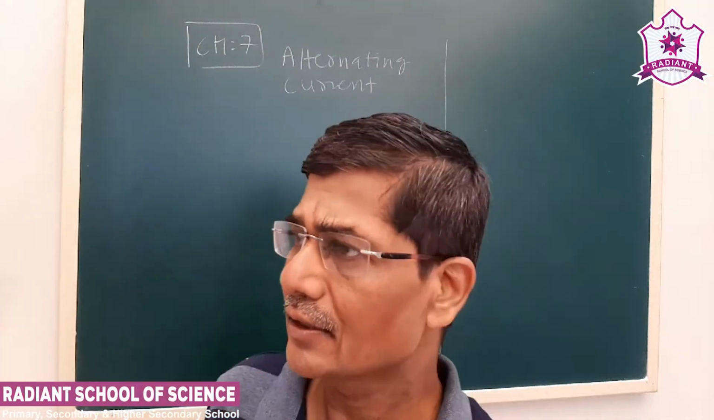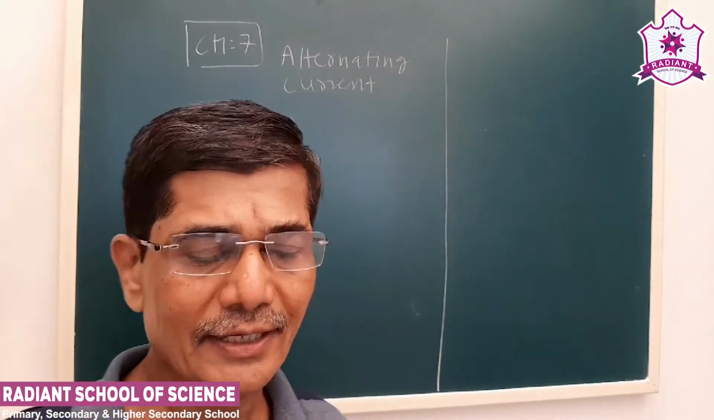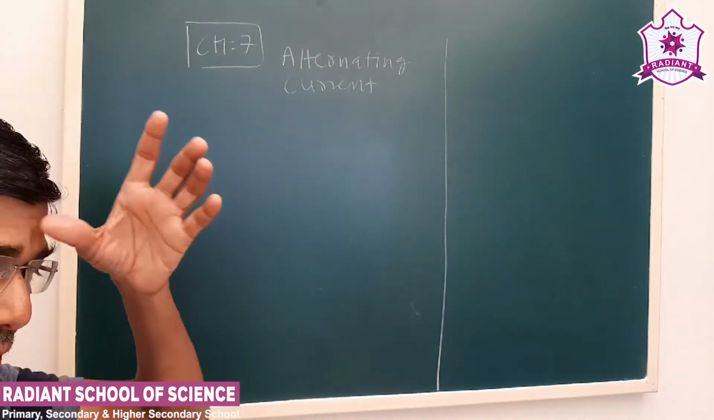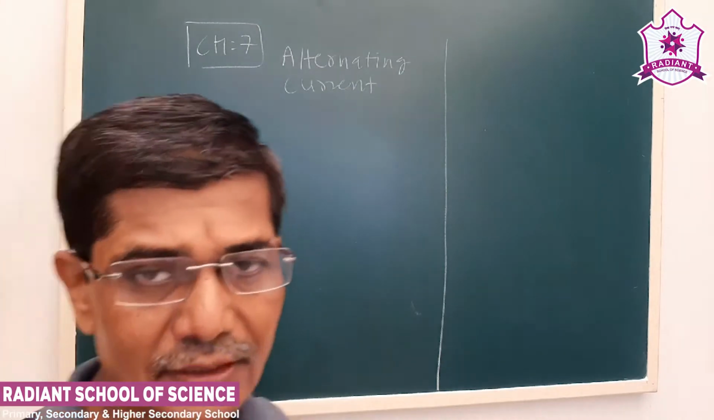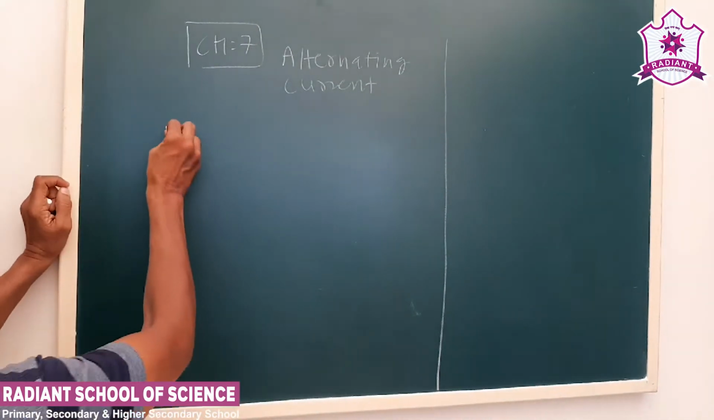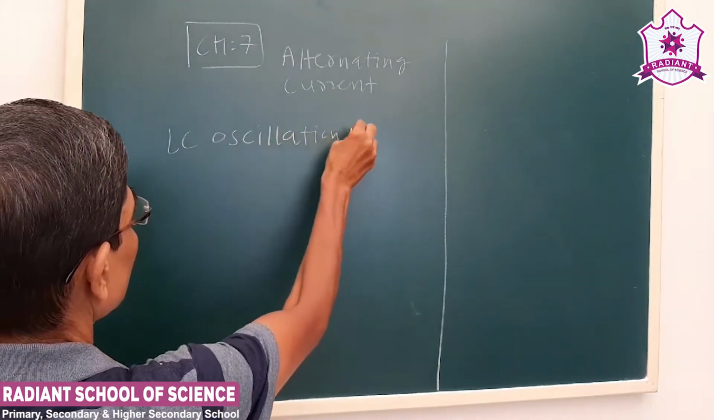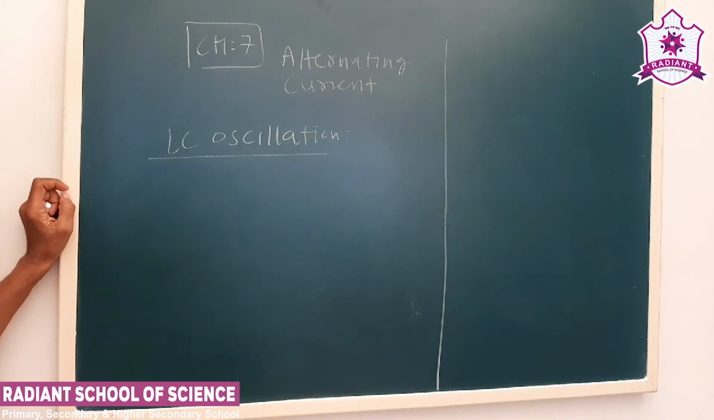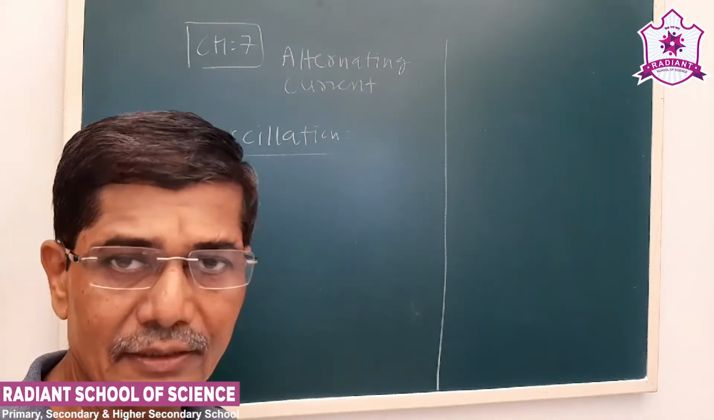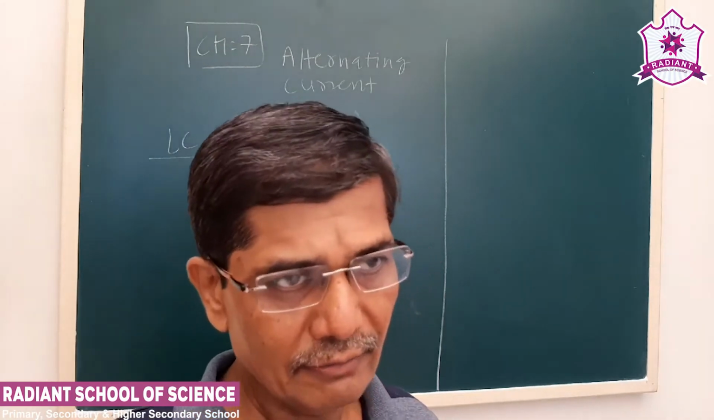Dear students, last time we studied power in an AC circuit in lesson number 7, that is alternating current. We discussed various cases also. Now today we start with the LC oscillation. Okay, this one is a very important topic. Later on, in other lessons also, it will be used.